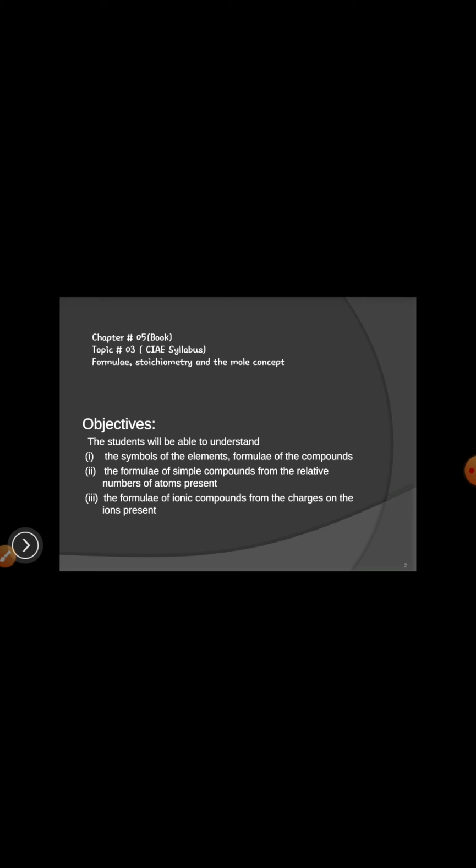The number one objective is the symbols of the elements and the formula of the compounds. We will understand the symbols and the formula of the compounds today. The second is the formula of simple compounds from the relative number of atoms present in a compound. And the third objective for today's lecture is the formula of ionic compounds from the charges on the ions present.